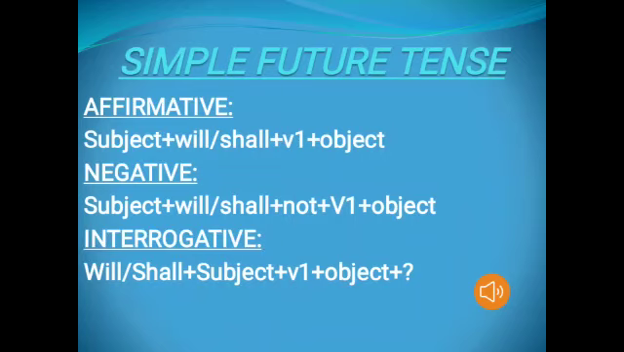Now negative sentences. In the negative we use subject plus will or shall plus not plus first form of the verb plus object. Now come to the interrogative sentences. Interrogative sentences start with will or shall plus subject plus first form of the verb plus object plus question mark.